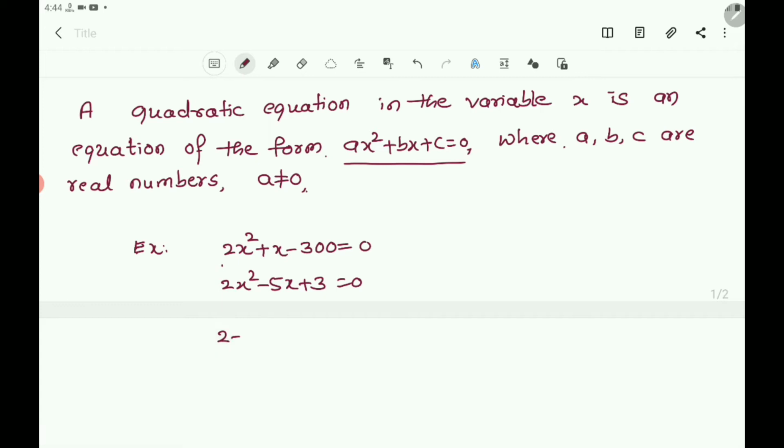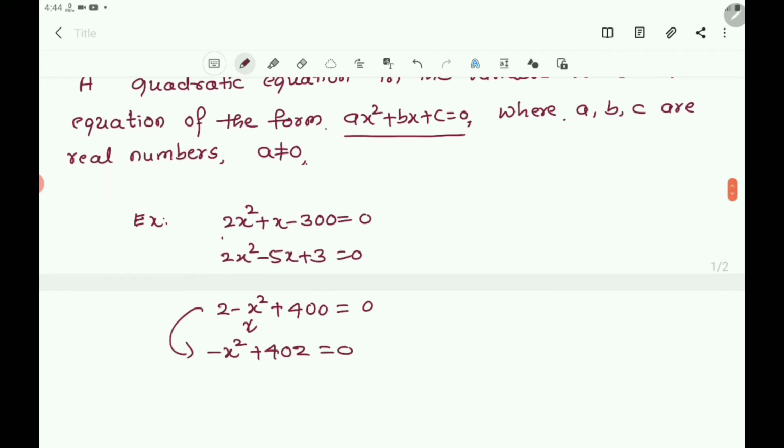Next, one more example: 2 minus x square plus 400 equals 0. Here, what is the value of a? You can write it in the form minus x square plus 2 plus 400, which is 402, equals 0. Here a equals -1. Bx is not there, so b equals 0 and c equals 402. This is also a quadratic equation.